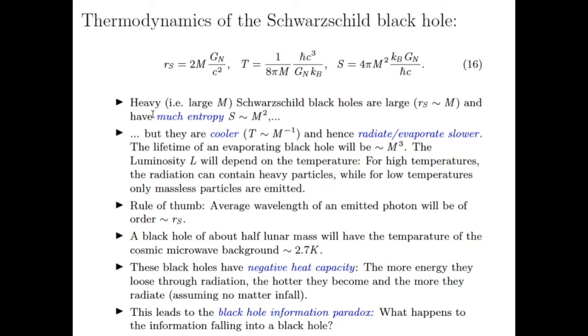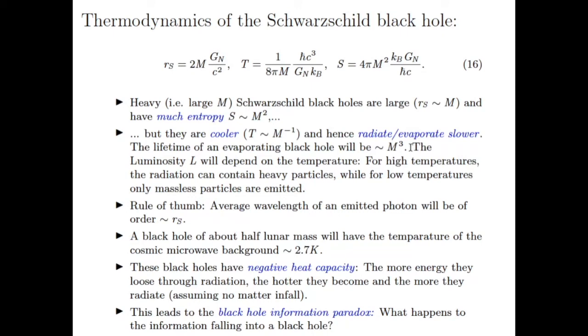First of all, heavy, i.e. large M Schwarzschild black holes are large because the size scales with M, and they have a lot of entropy because it scales with M squared. But they are cooler because the temperature scales with 1 over M, and hence radiate or evaporate slower. And the lifetime of an evaporating black hole can be estimated to be of order M to the power 3.